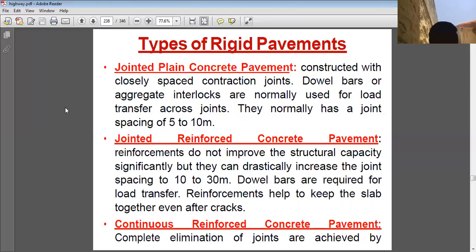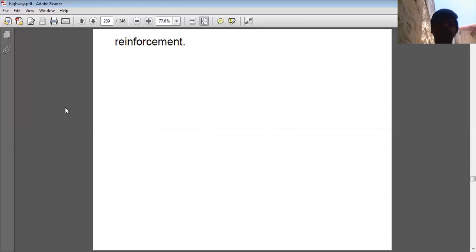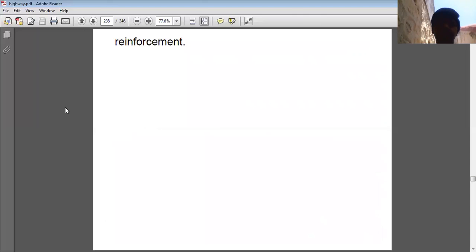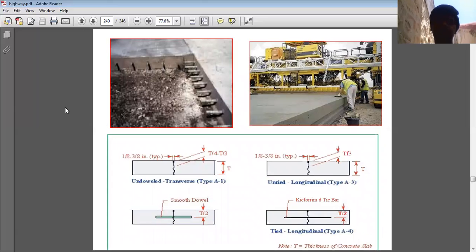Next, jointed reinforced concrete pavement. It does not improve the structural capacity significantly, but it can drastically increase the joint spacing to 10 to 30 meters. Dowel bars are required for the load transfer. Reinforcement helps to keep the slab together even after cracks. Next, continuous reinforced concrete pavement. Complete elimination of joints is achieved by reinforcement. These are the typical 3 layers of rigid pavement. It is a complete concrete structure. This is the rigid pavement.